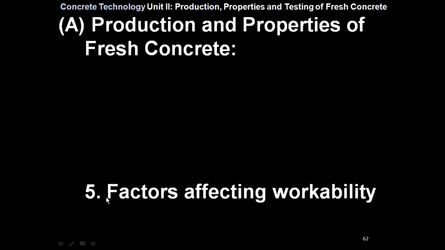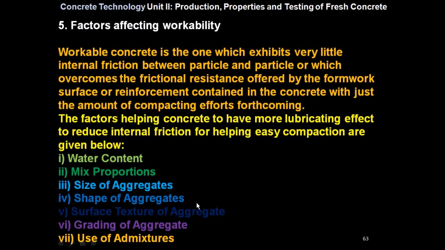Now we will see the factors affecting the workability. Workable concrete is the one which exhibits very little internal friction between particle and particle, or which overcomes the frictional resistance offered by the formwork surface or reinforcement contained in the concrete, with just the amount of compacting effort forthcoming. The factors helping concrete to have more lubricating effect, to reduce internal friction for helping ease of compaction, are given below.